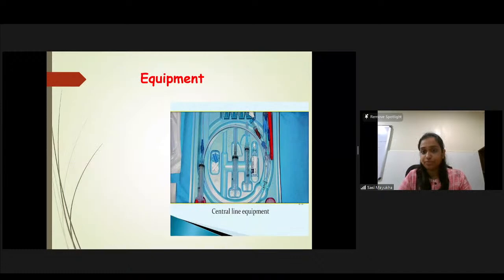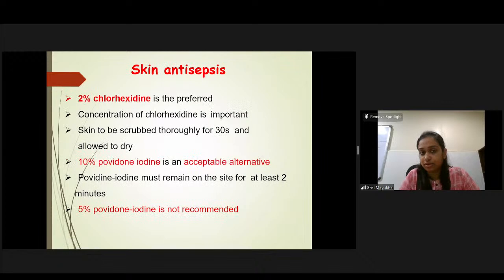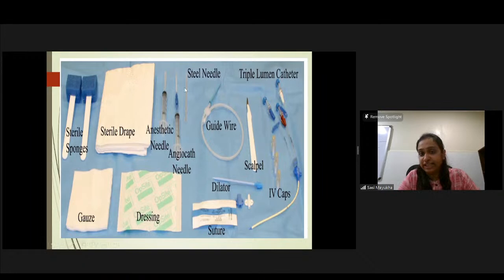I think all of you would have seen this, this is the kit which will be available to us. As you can see in the slide, there is a needle which is required for the venous insertion. This is the guide wire. This is the scalpel which is required. And here you can see there are three lumens. This is a central line catheter with three lumens. There will be one 16 gauge, one 16 gauge, and one 18 gauge for IV fluids or blood transfusions. And this is the dilator which will be used for dilatation.